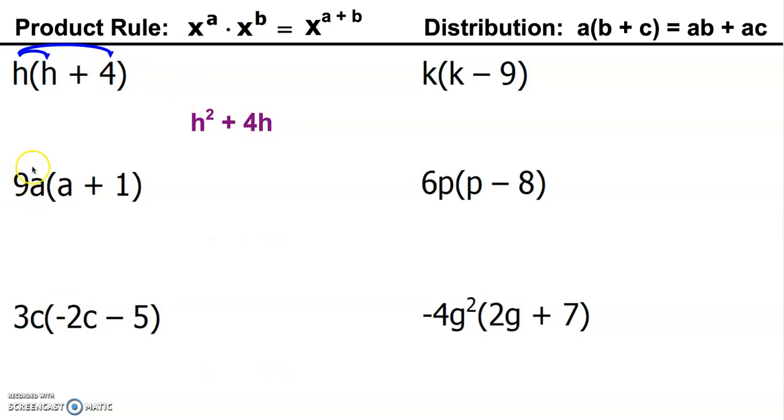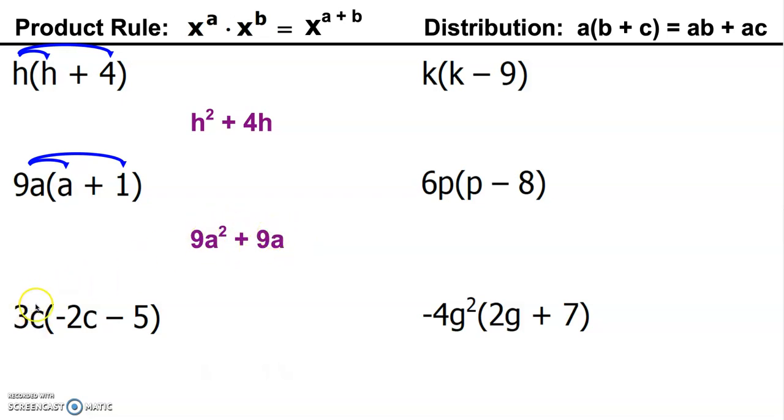I have 9A times A in this next example, and 9A times 1. 9A times A will be 9A squared, and 9A times 1 will just be 9A. So this expression here is my final answer. Notice that I cannot combine the A squared with the A term. They don't have the same exponents, so they're not like terms. So this is as simple as this expression can get.